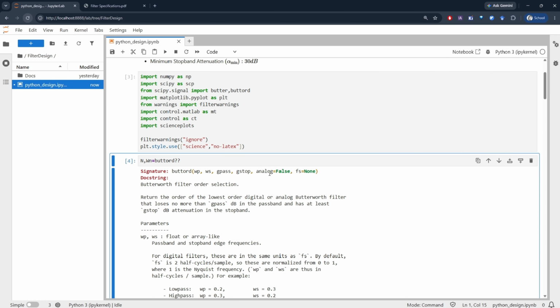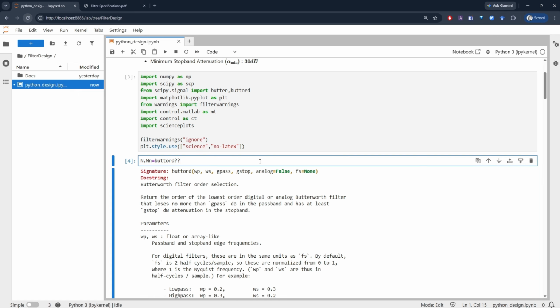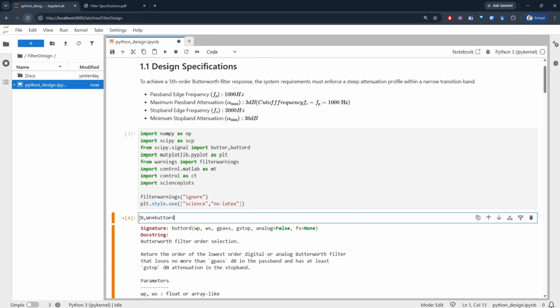Then by default, if you want to design an analog filter, by default it's digital. So you have to set that boolean to true, only that. So those are the information that we're going to see. So that you see that we can have this information somewhere here.